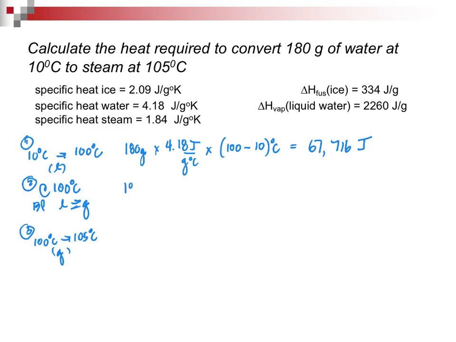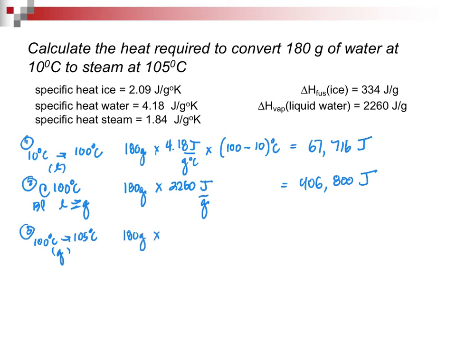The second segment is the boiling point, and the delta H vaporization is 2260 joules per gram. We don't have a temperature term because vaporization occurs at a constant temperature, and our value is 406,800 joules. Finally, we have to put it into the gas phase.